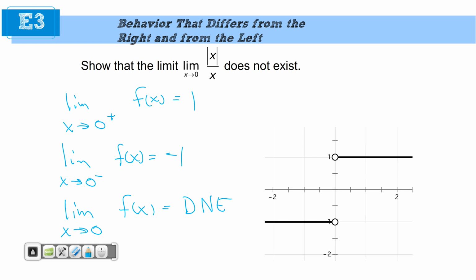Because, and you'll be asked to justify this. So the problem will say something like, find the limit as x approaches 0 of the function. Your answer would be DNE, but then they'll say justify your answer. Your justification is very simple. The left-hand limit does not match the right-hand limit. You'll be justifying almost everything, and that's a justification for that particular problem.